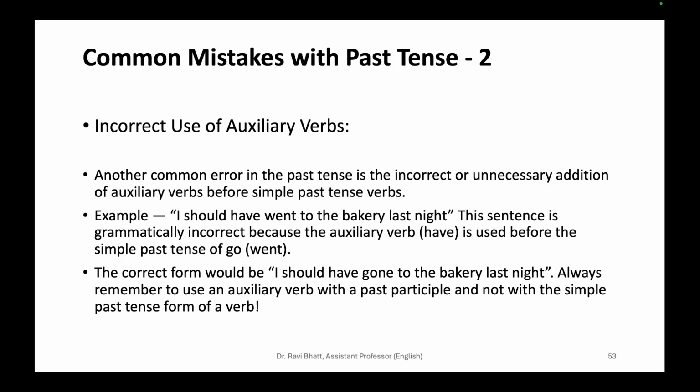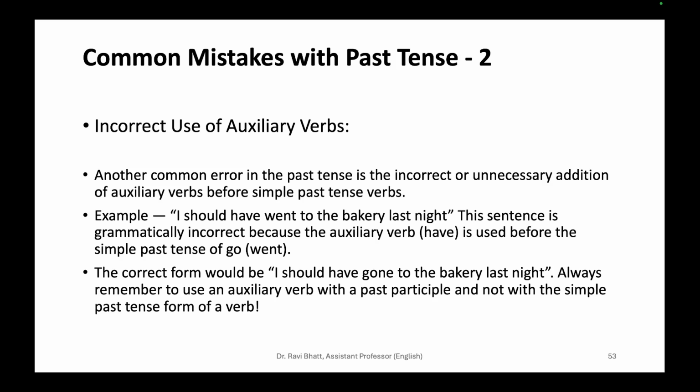Okay. So the correct form would be I should have gone to the bakery last night. I should have gone to the bakery last night. Always remember to use an auxiliary verb with a past participle and not with the simple past tense form of a verb. So I should have gone to the bakery last night. Okay. So we use auxiliary verb with the past participle, not with the simple past tense. Okay. I should have went to the bakery last night is grammatically incorrect.